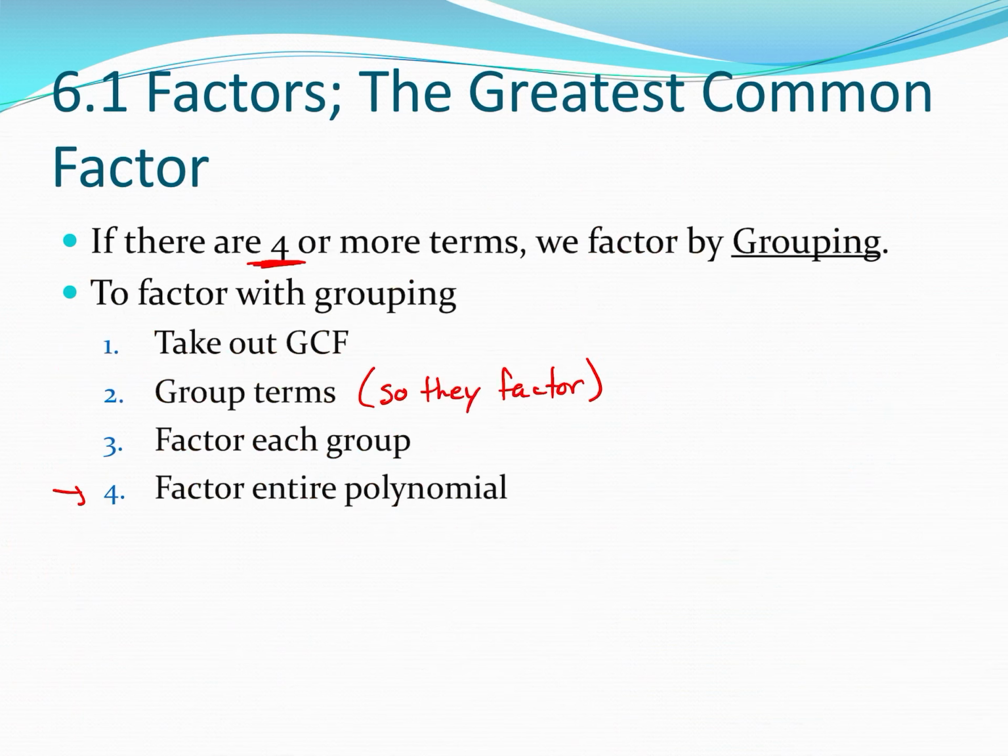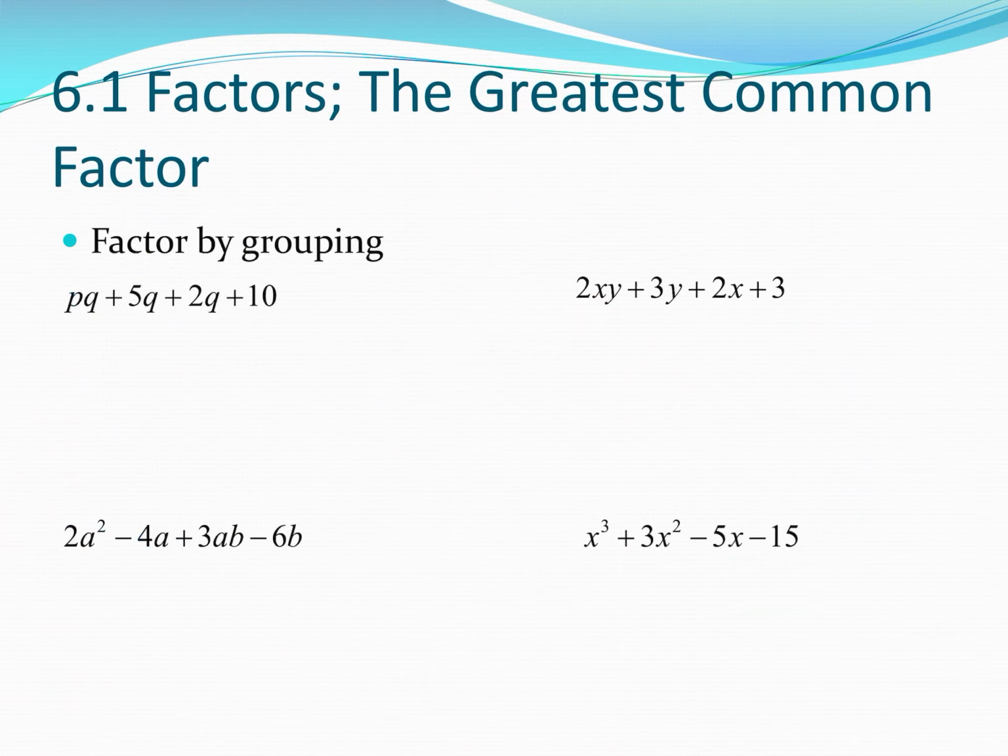When we get to that fourth step, we should be into that form where we can just take out whatever's in that parentheses as our common factor and have what's left. So with that in mind, let's look at a few. By the way, there's a typo here. This should be a P, not a Q. So make sure you change that.